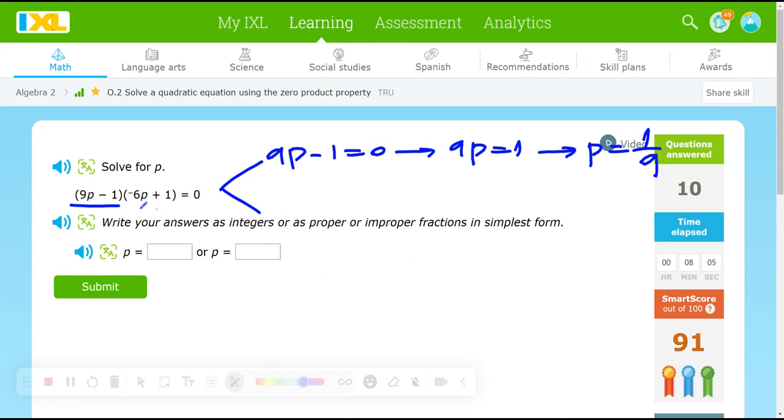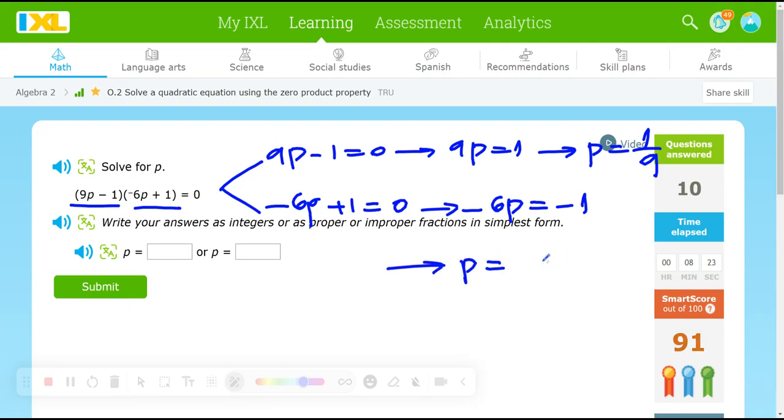Okay? The second factor over here, negative 6p plus 1. So pay attention to the negative side. So negative 6p should be equal negative 1. Alright? But make sure you divide negative 6 to the right side. So p come out equal negative 1 over negative 6. But negative 1 over negative 6 is 1 over 6. Alright? That's it. Two solutions.